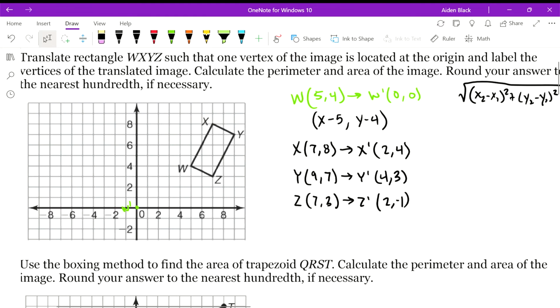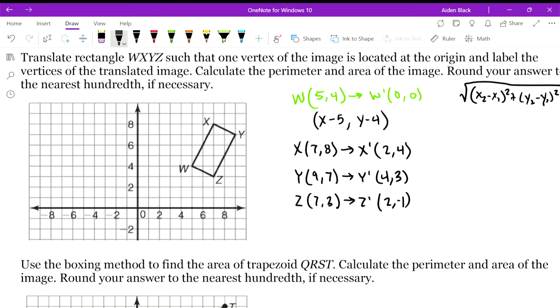Okay, now that we have these points, and I'll just draw this here, I'll do it in orange. W prime is located at 0, 0. X prime is located at 2, 4. See that Y prime is at 4, 3. And then finally, Z prime is at 2, negative 1. Let's see if I can get this shape nice. Cool, that worked okay.